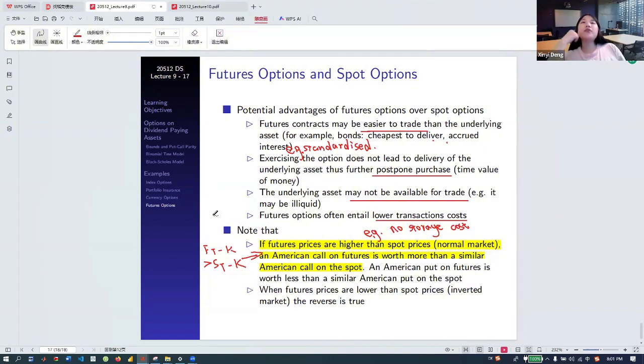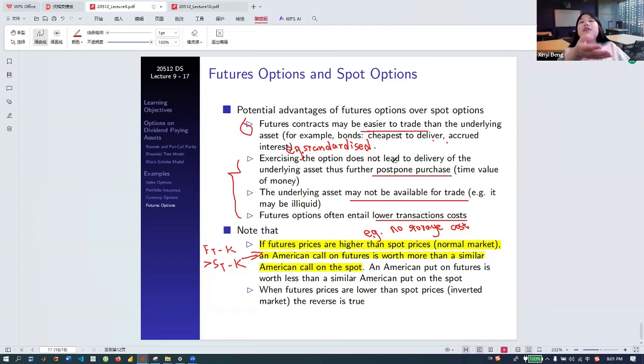So the futures options may be easier to trade. For example, it's standardized, right? Some of the bullet points here actually contribute to this first bullet point. Exercising the option does not lead to delivery of the underlying asset. At most it's just leading to the delivery of the futures contract.